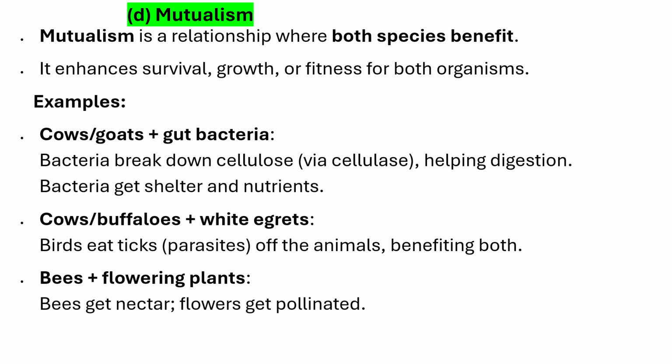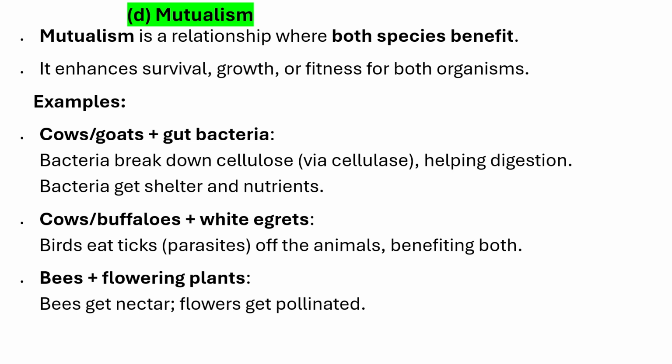Another example is cows and white egrets. We see it when we take our cattle to the grazing ground: the white egrets walking or flying alongside the cows. The white egrets eat the ticks, parasites, or insects flying around the cow while the cow is walking in the pasture.